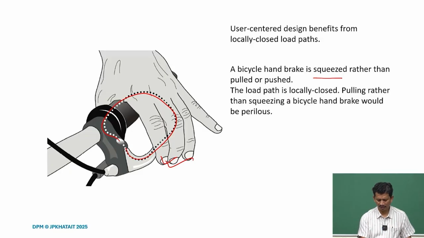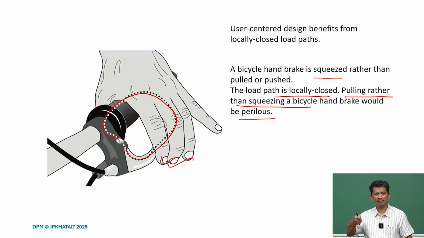So, again here the load path is locally closed. Pulling rather than squeezing a bicycle handbrake would be perilous, because if you assume that the brake wire is just hanging loose and then you have to apply the brake just by pulling it, it will be disastrous.